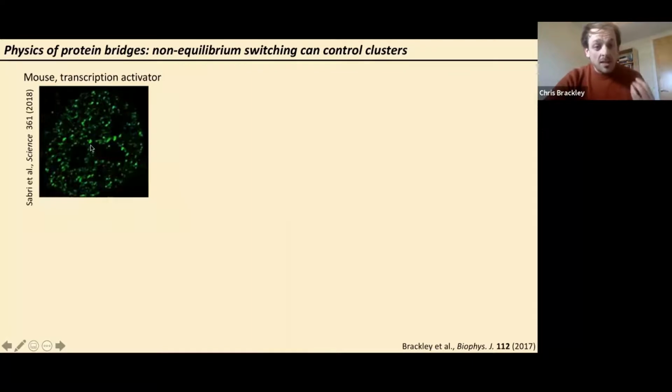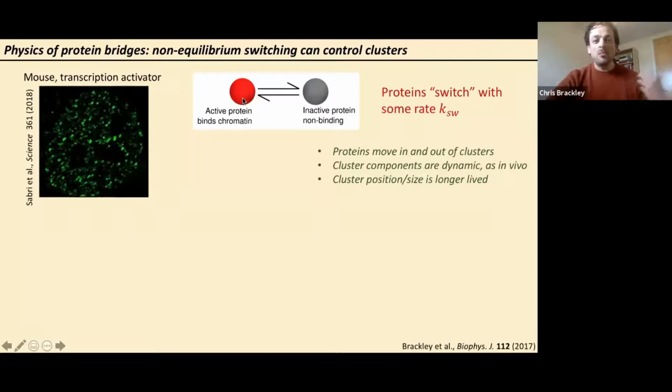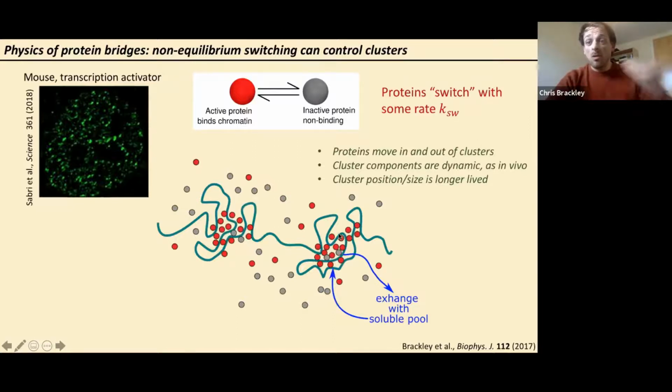Another feature of these clusters in vivo is that they're quite dynamic. The proteins within them very quickly exchange with proteins in a soluble pool. They come in and out of the clusters. But in our simulations, once they've formed, our clusters are pretty stable and the proteins stay there for a long time. So we added another ingredient to the model, which was to have the proteins switch stochastically back and forward between a binding state and a non-binding state. By putting this into the model, we were able to get much more dynamic clusters. So the proteins can now come in and out of the clusters dynamically, but the position and size of the clusters is quite long-lived. So these look much more like the clusters you see in vivo.